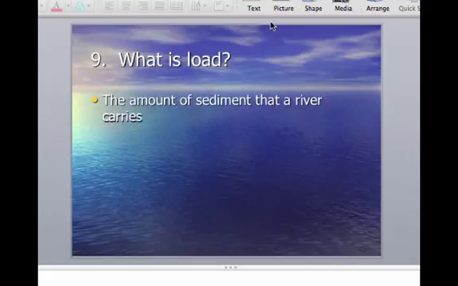So, load. This is the amount of sediment that a river carries. You might ask another person, what is the load that you're carrying? Boy, that's a big load you're carrying in your book bag there, meaning that's a lot of stuff that you have in your book bag. Well, a river has load as well, and that's the amount of sediment that's in that river.